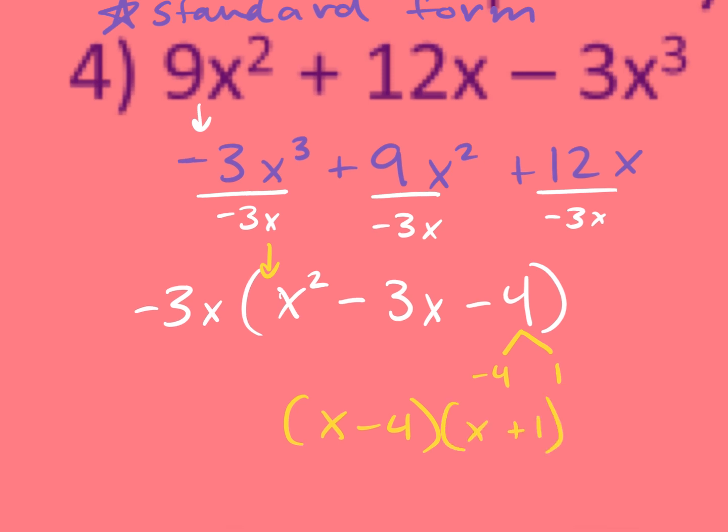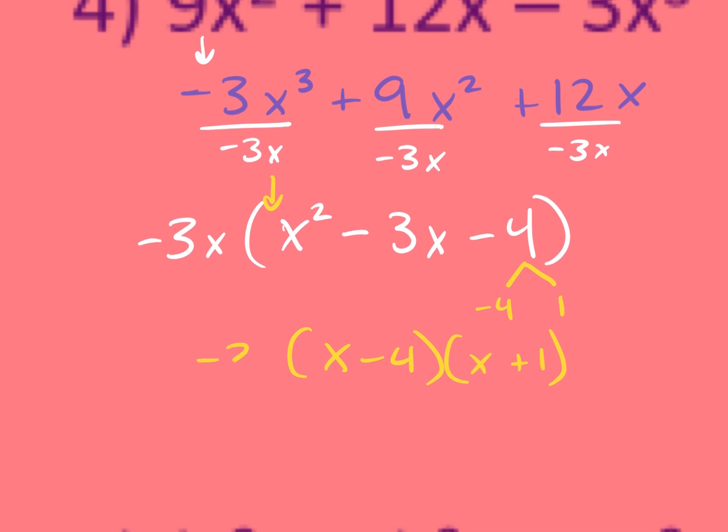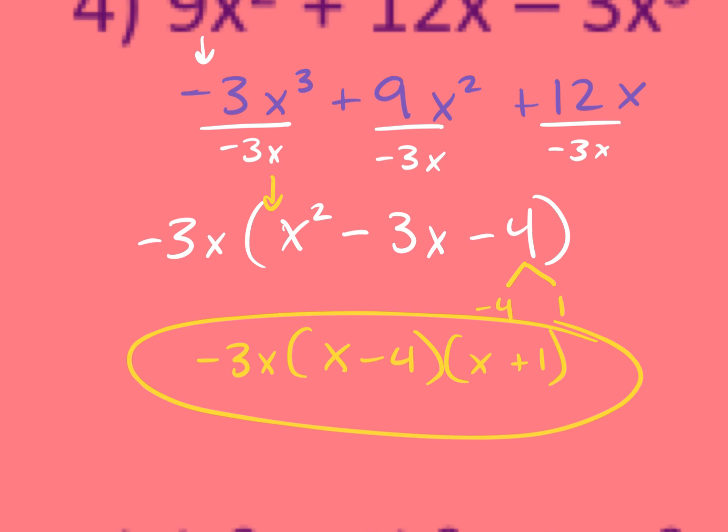What am I forgetting from my answer? Negative 3x, the GCF. So that would be our answer. So from here, we just factored normally because our leading coefficient is 1. We didn't have to multiply the first times the last because we took out the GCF, and we made factoring easier for us.